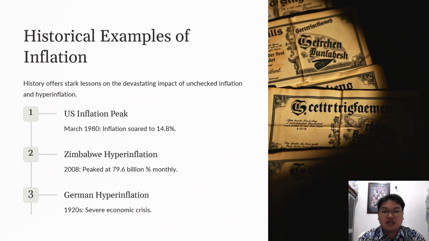Historical examples of inflation. History offers stark lessons on the devastating impact of unchecked inflation and hyperinflation. The first is the US inflation peak. March 1980, inflation soared to 14.8%. And then the second is Zimbabwe hyperinflation. 2008 peaked at 79.6% per month. And the last one is third, German hyperinflation. 1920, severe economic crisis.